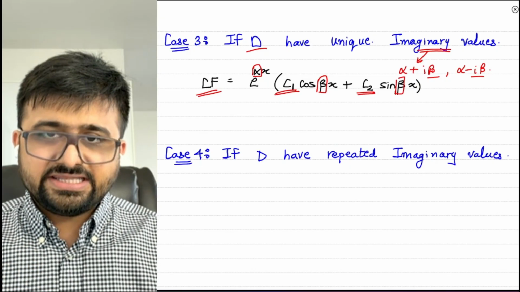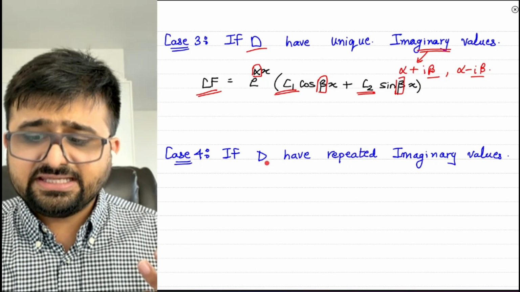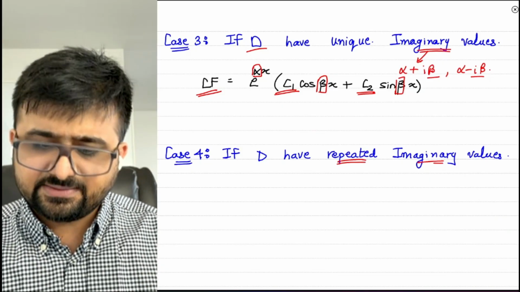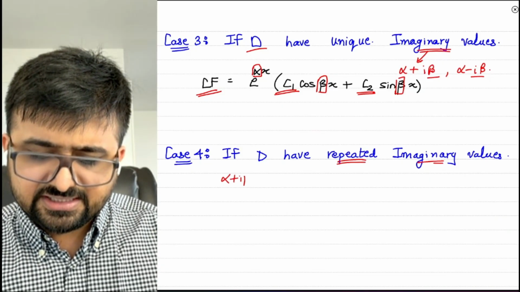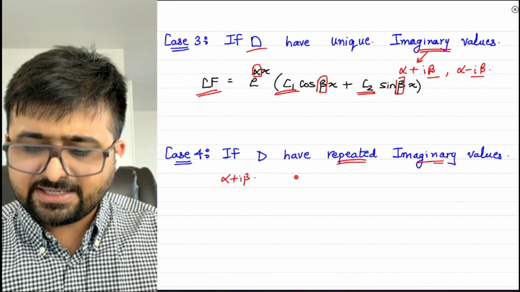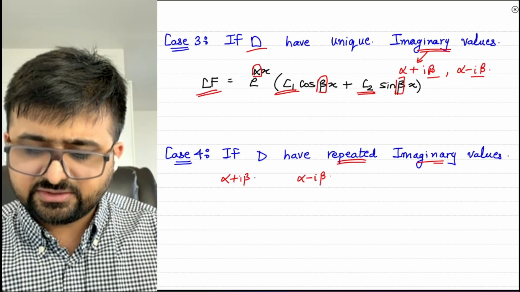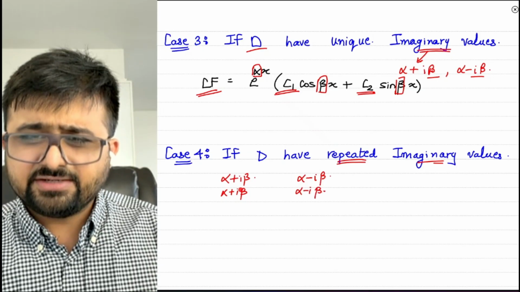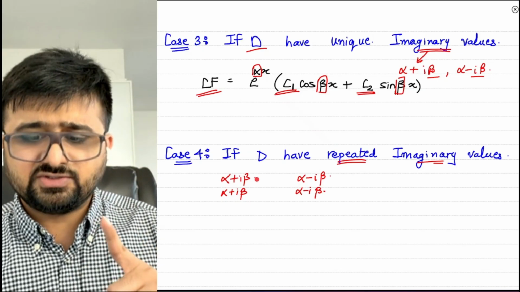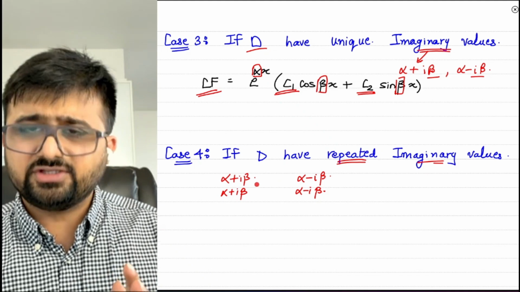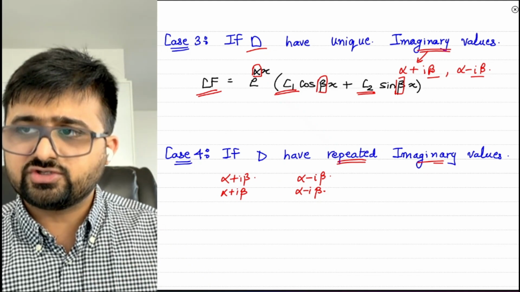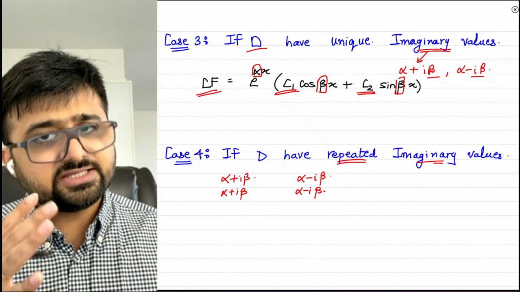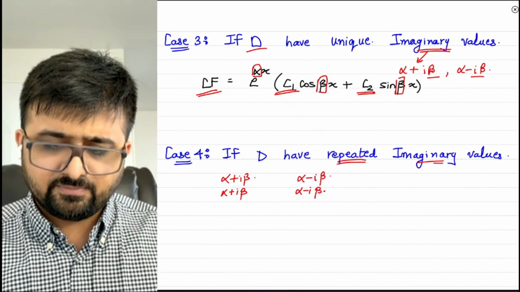All right. Now let's look at case number 4, where d has imaginary values, but they are repeated. Best understood with the help of an example. Let's say alpha plus i beta and alpha minus i beta are the roots, but they are repeated. Remember that it cannot happen that only one value is repeating. In case of complex numbers, both the values have to repeat, because they always occur in conjugate pairs. So let's say these are the four values of d. Since there are four values of d, there will be four arbitrary constants in our complementary function.